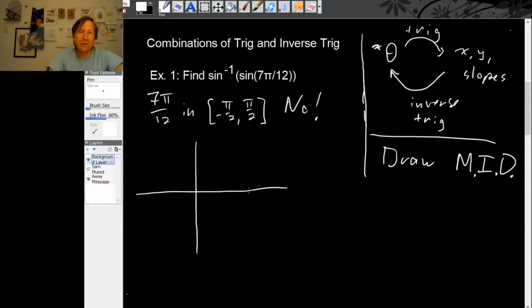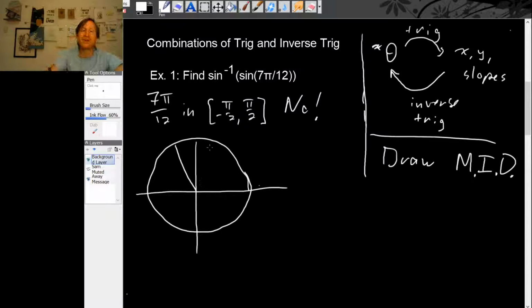And the angle that we're working with is 7 pi over 12. 7 pi over 12 is a little bit bigger than 6 pi over 12, which would be pi over 2. So our angle, 7 pi over 12, looks something like this. Okay, and this little excess, this tiny wedge in here, that's pi over 12.